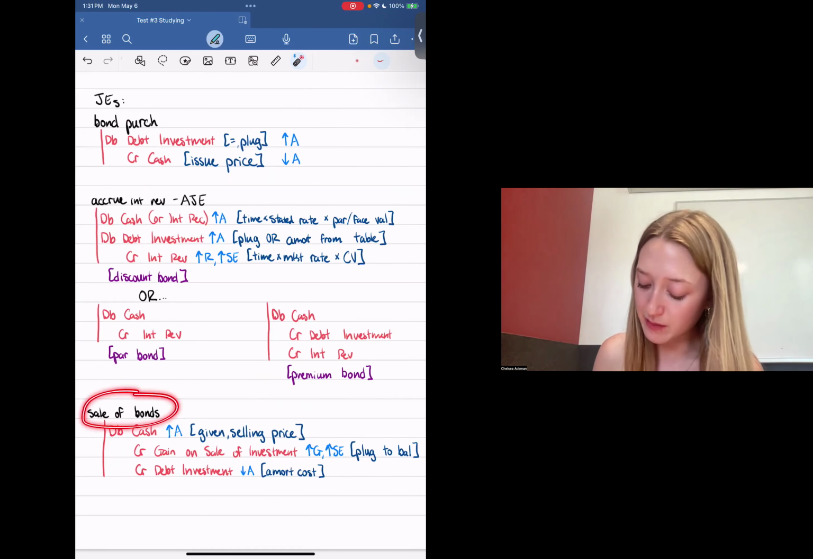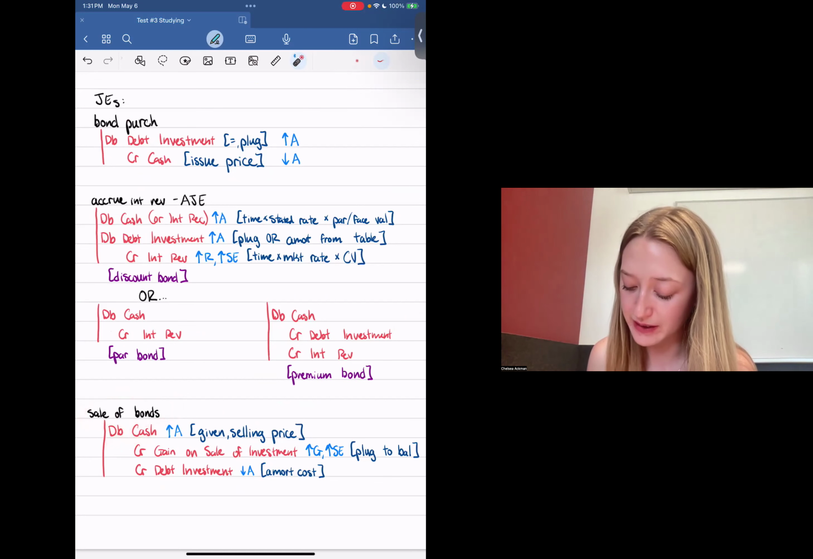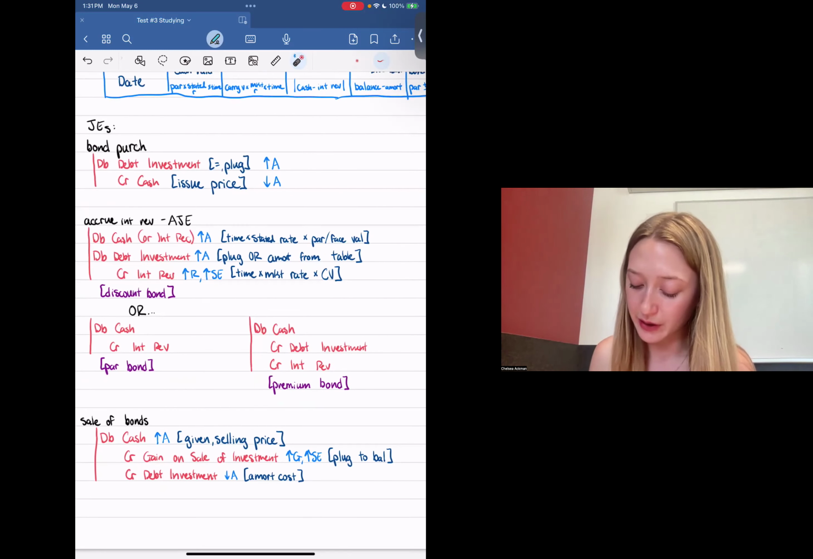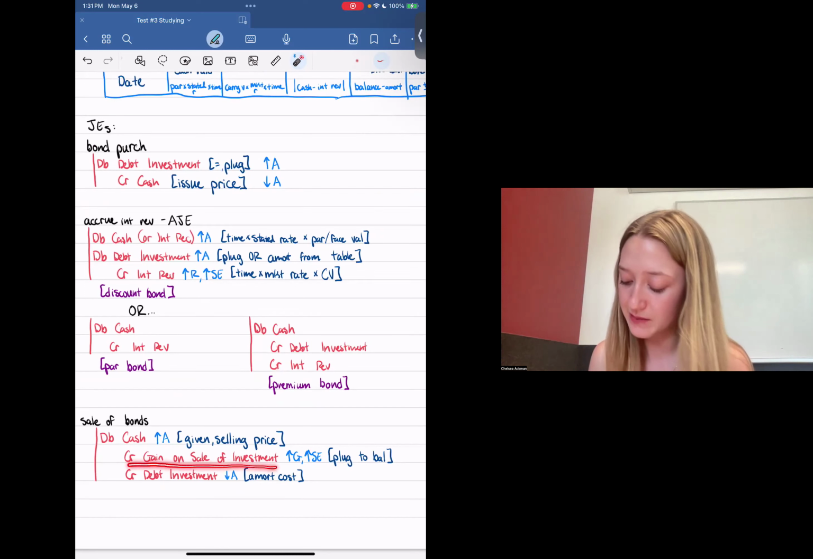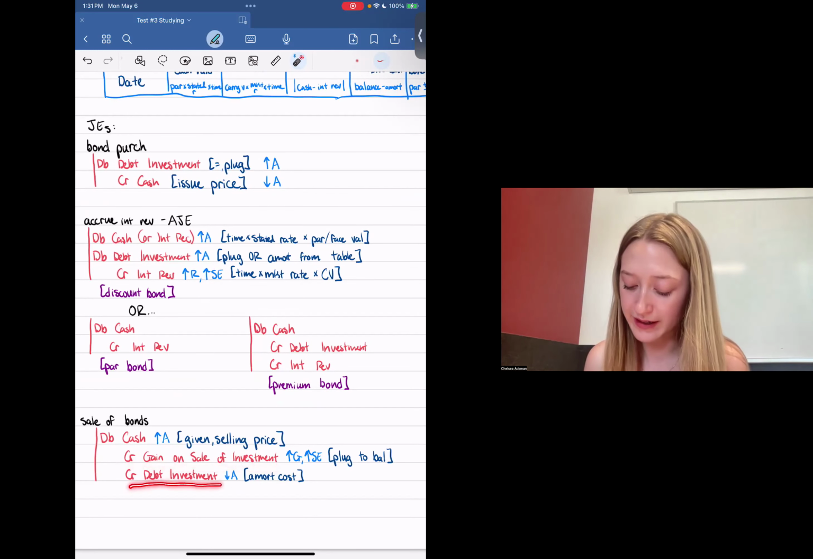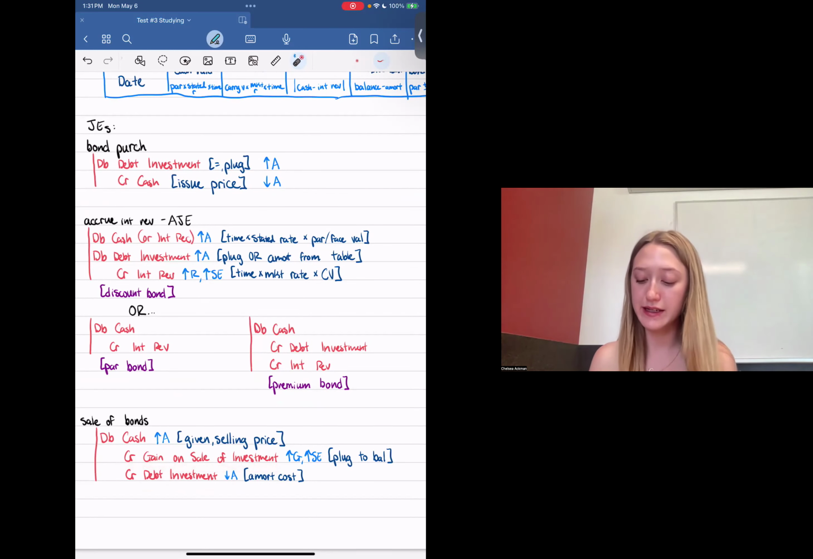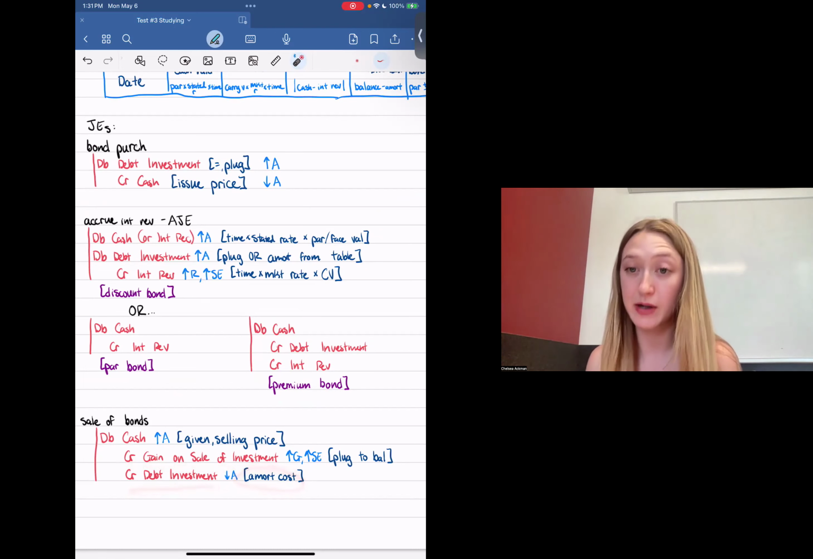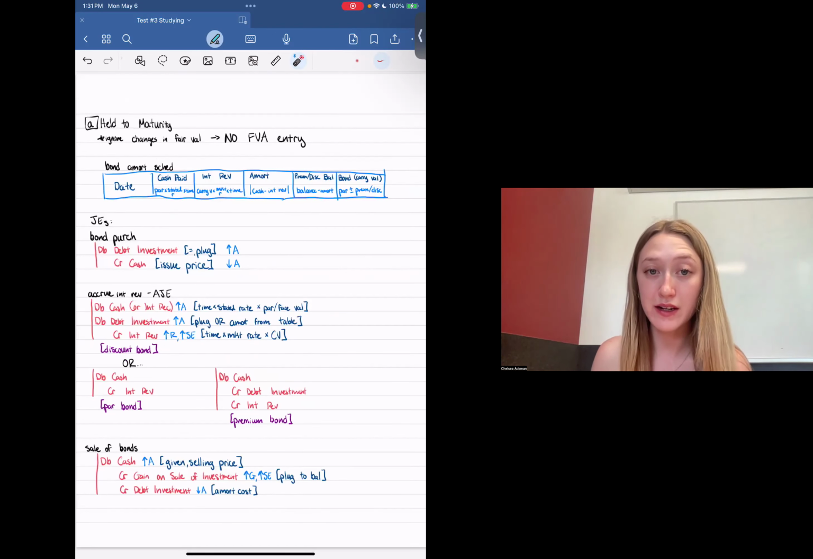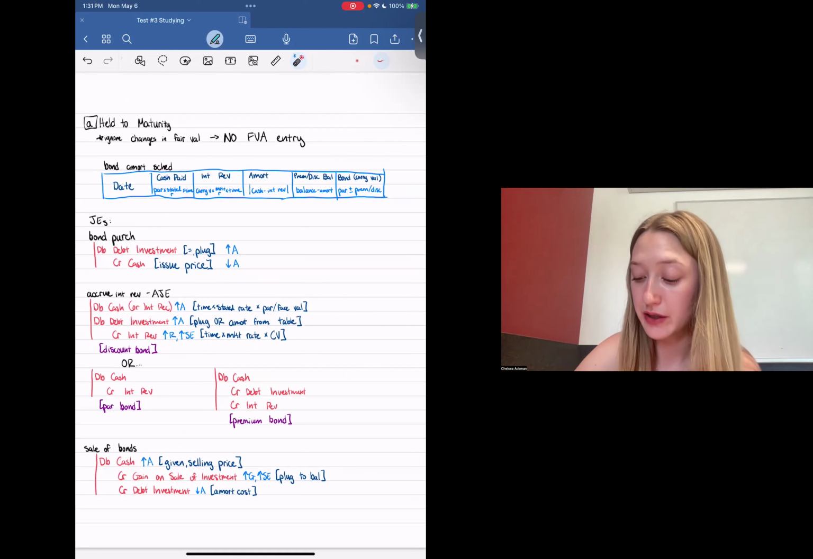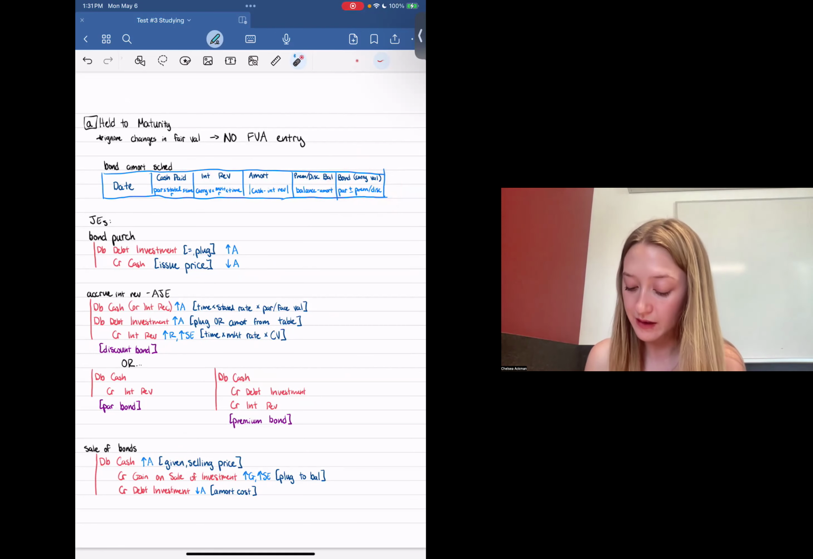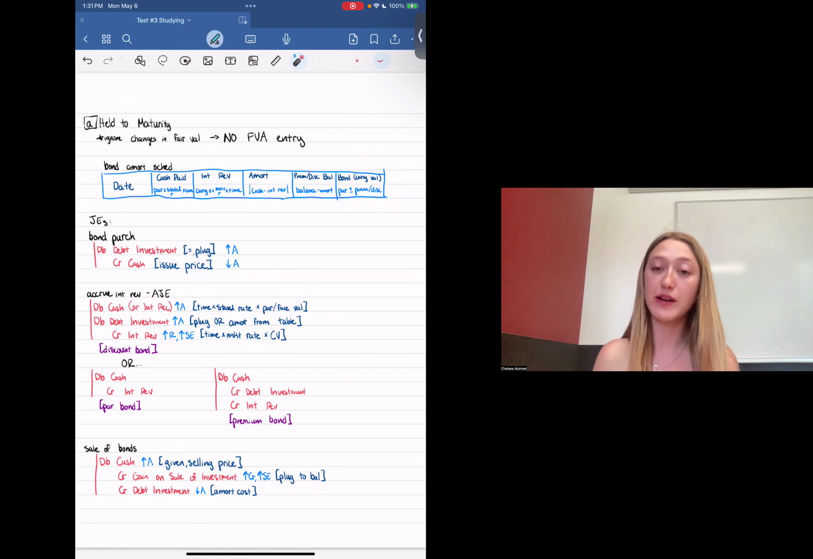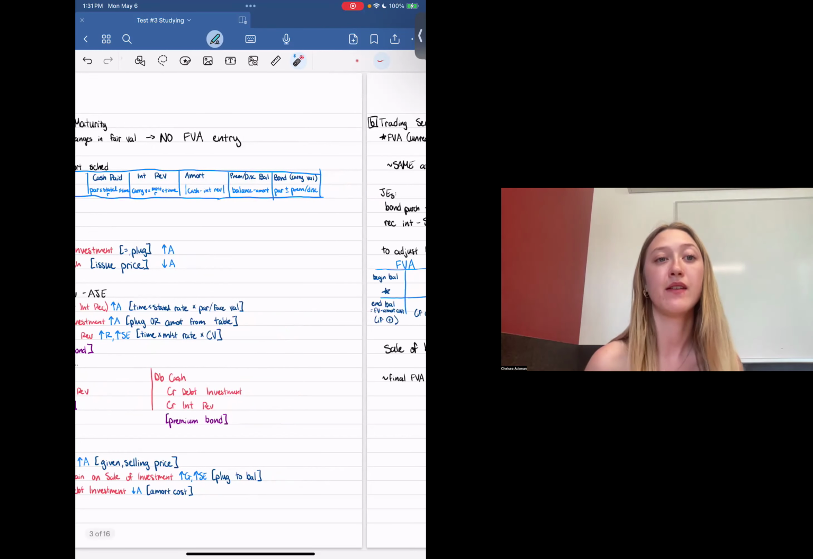Then for the sale of the bonds, you're going to debit cash, which is the given selling price. You're going to credit gain on sale of investment, and you're going to credit the debt investment. The credit to the debt investment is the amortized cost amount, so it should be your carry value. And then the plug to balance is the gain on sale of investment.